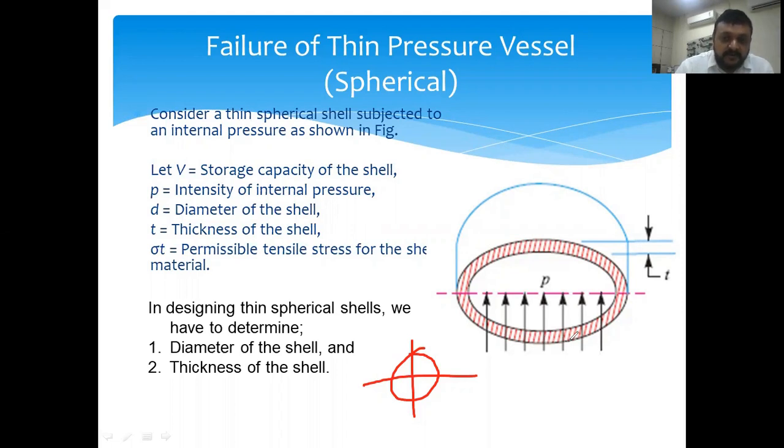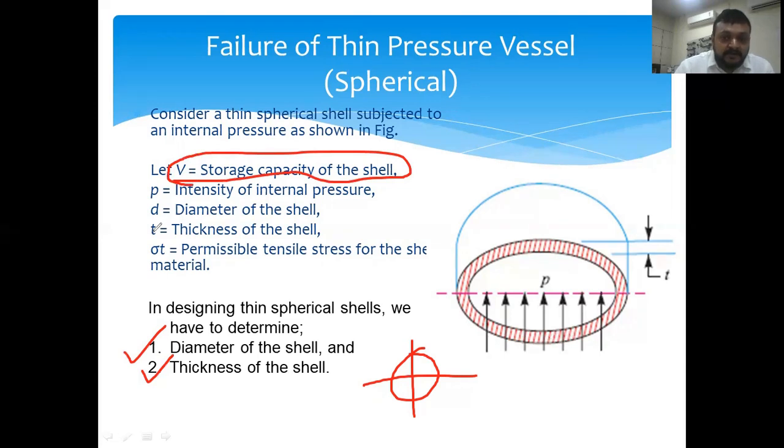So in both cases, what you have to do in the design is calculate the diameter and thickness of the shell. If the capacity of the vessel is given, you calculate them from it; if capacity of the vessel is not given, then the diameter is directly given. Okay. If volume is the storage capacity of the shell and it is given, that I will show you.